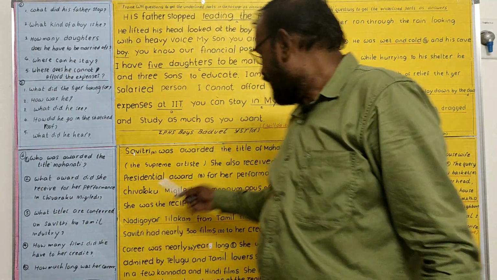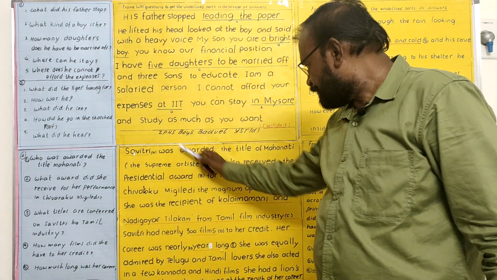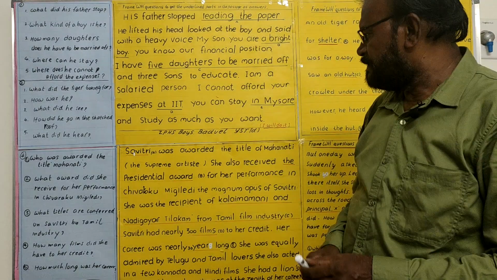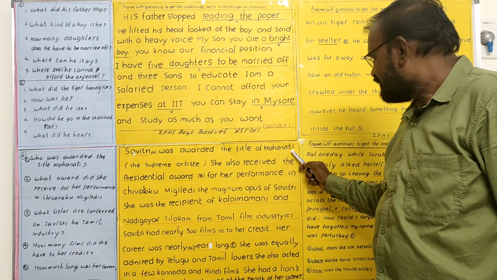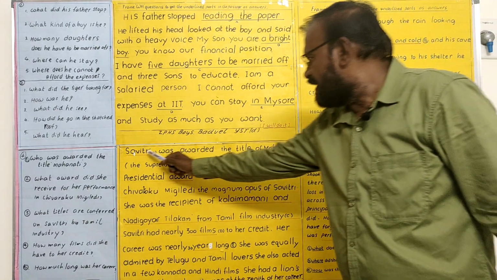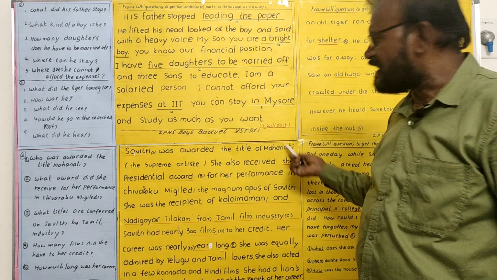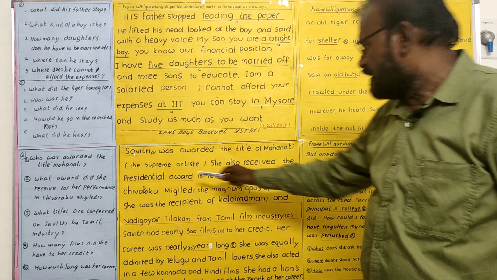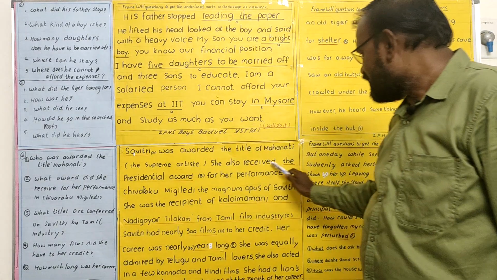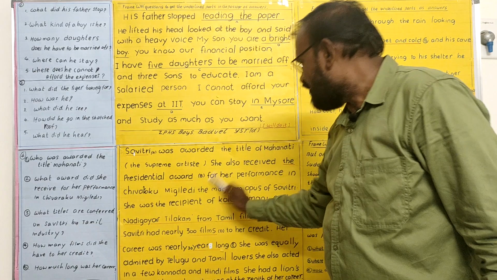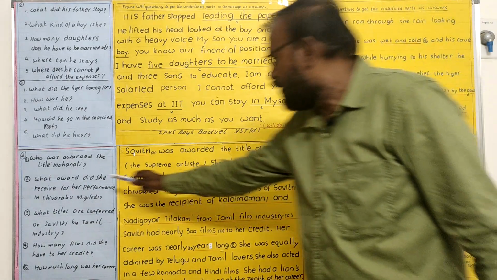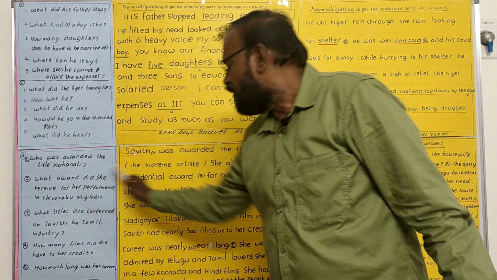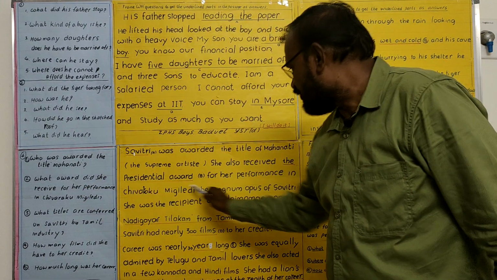And here is another passage. It is from the fourth unit. See this. Savitri was awarded the title Mahanati. Here it is a name, so who was awarded is the right WH word for this. The supreme artist. She also received the presidential award for her performance. What award did she receive for her performance in Chivaraku Migiledi?